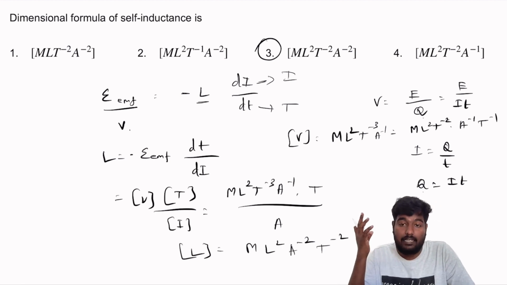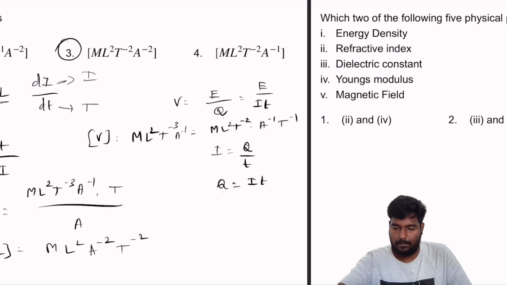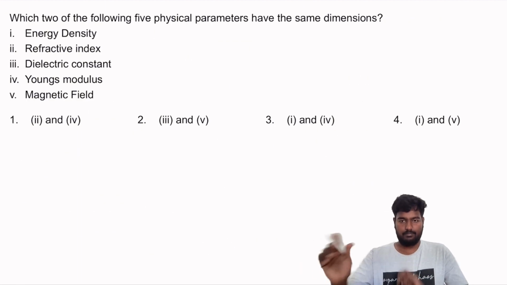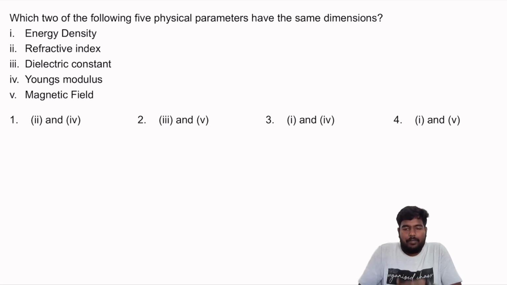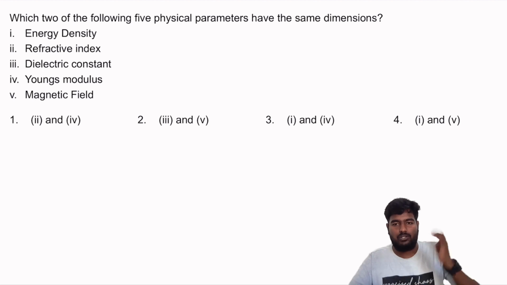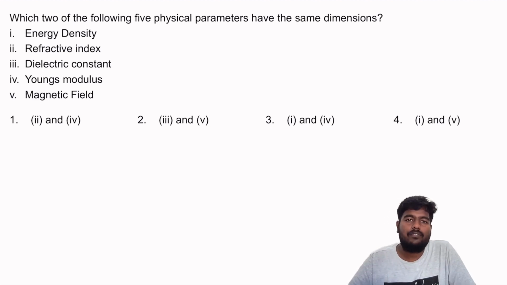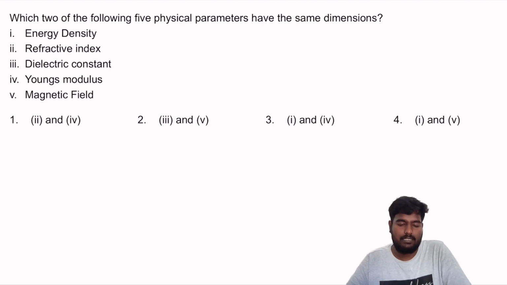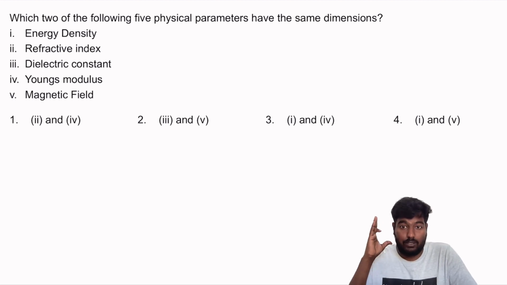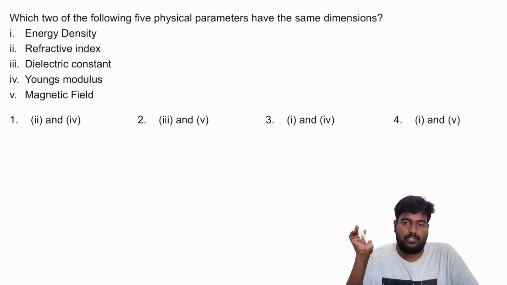So the dimensional formula for self inductance is ML square A power minus 2 T power minus 2. So this is one model of questions that can be asked in dimensional analysis. They give you different quantities and ask which two have the same dimension. So we have to work out all the dimensions. Which two of the following 5 physical parameters have the same dimensions? Remember, you have to know all the formulas or their dimensions, then only you can answer this question.